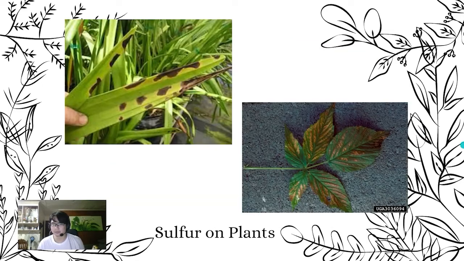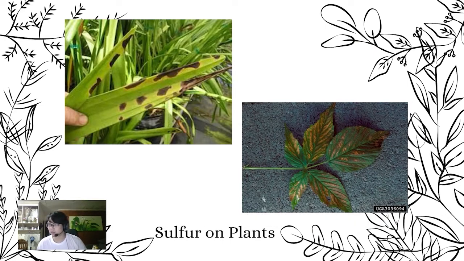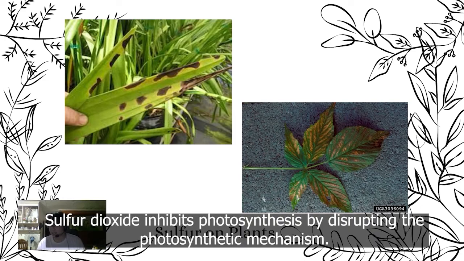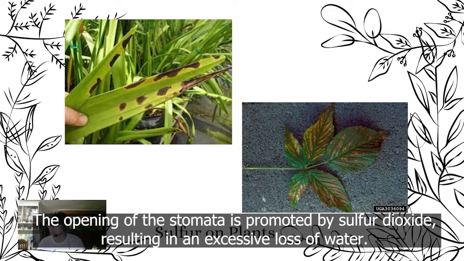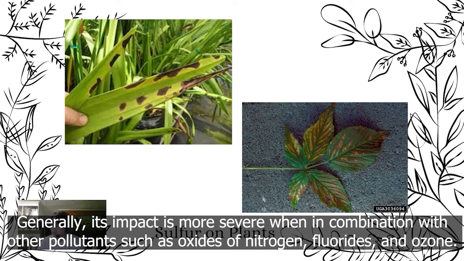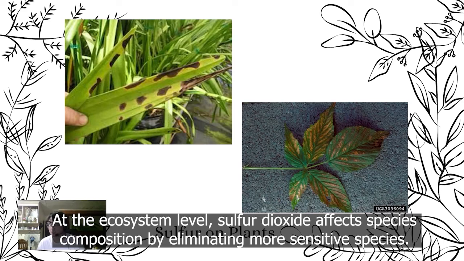So plants are sensitive to sulfur dioxide and they are affected by it both directly and indirectly. The direct effects may be acute or chronic depending on the duration and intensity of the exposure. Sulfur dioxide inhibits photosynthesis by disrupting the photosynthetic mechanism. The opening of the stomata is promoted by sulfur dioxide, resulting in an excessive loss of water. The cumulative effect of sulfurous solution is to reduce the quantity and quality of plant yield. Generally, its impact is more severe in combination with other pollutants such as oxides of nitrogen, fluorides, and ozone. At the ecosystem level, sulfur dioxide affects species composition by eliminating more sensitive species.